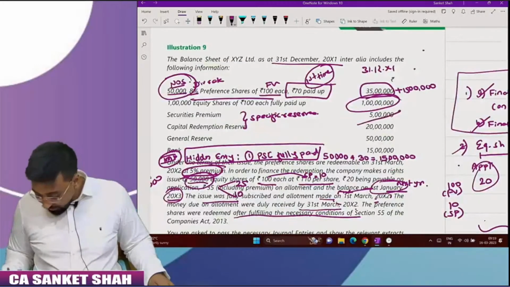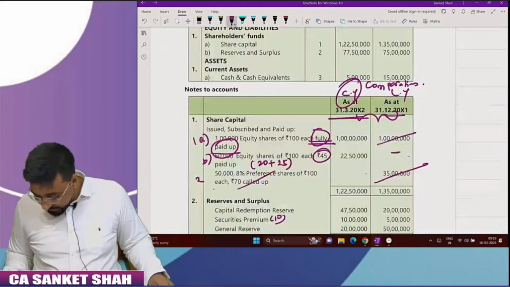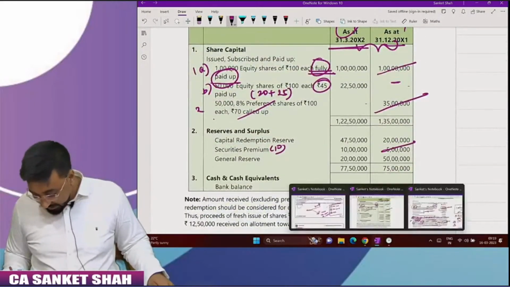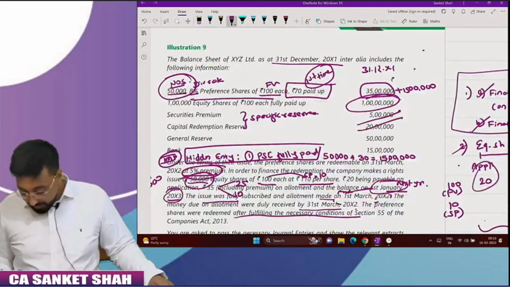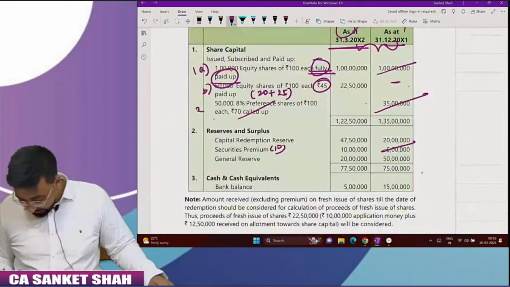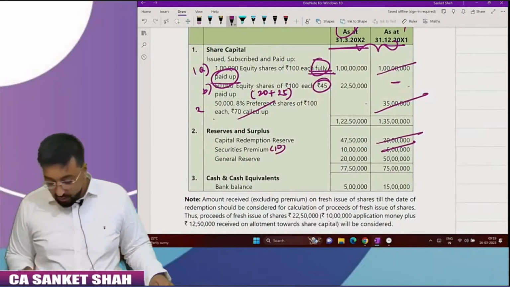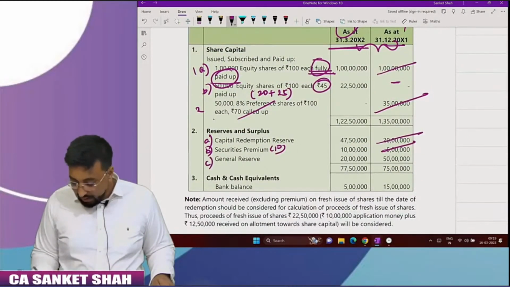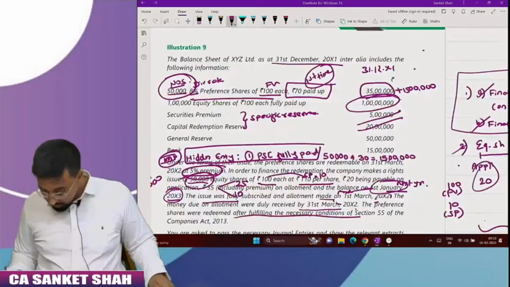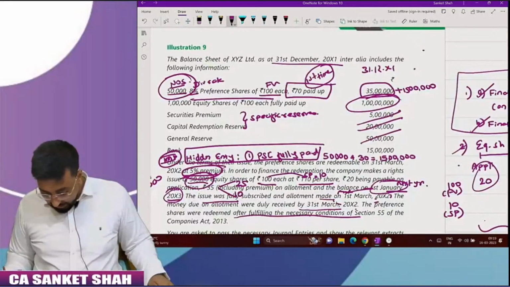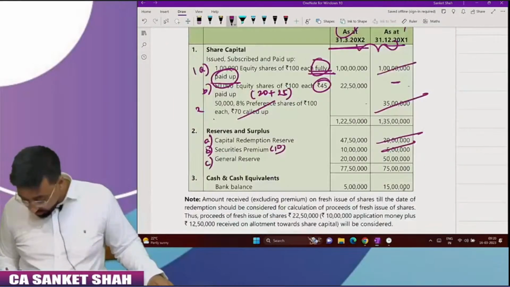Then security premium. Security premium reserves and surplus में लिखेगा. Security premium you can check 5 lakhs. Yes sir, last year का पहले लिख लेंगे. At least last year का लिख लो. Capital redemption reserve 20 lakhs. चलो देखते हैं. Capital redemption reserve 20 lakhs. सबसे पहले वही लिखने का है. Then security premium और last में general reserve. And then बेटा C category. Yes, C is 50 lakhs. 50 lakhs बेटा, we are going to write 50 lakhs.